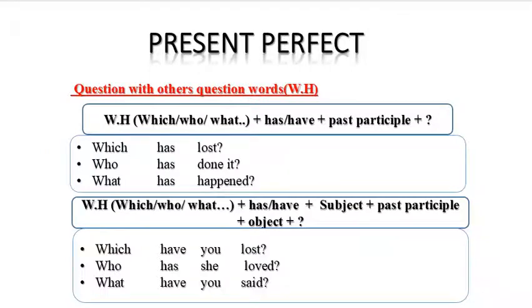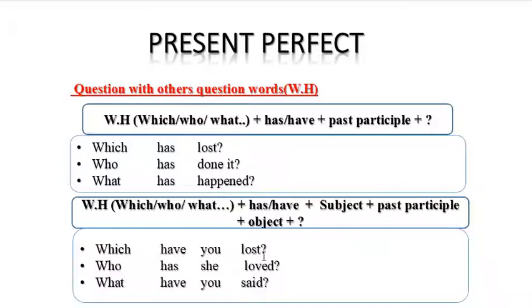And the next, I want you to know about WH questions that we can use in present perfect. Okay, you can use whatever you want, like which, has, lost. With WH question, which plus has or have lost. Who has done it? What has happened? Okay, it's verb 3 or past participle. Have and has still work on that. And the next WH question again: have and has plus subject plus past participle plus object plus question mark.